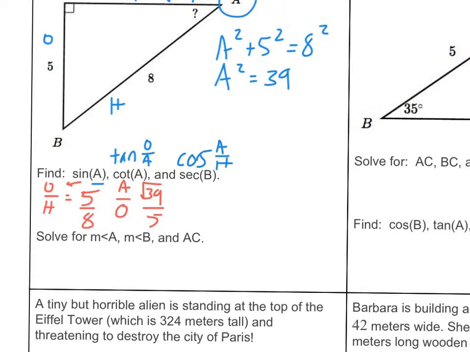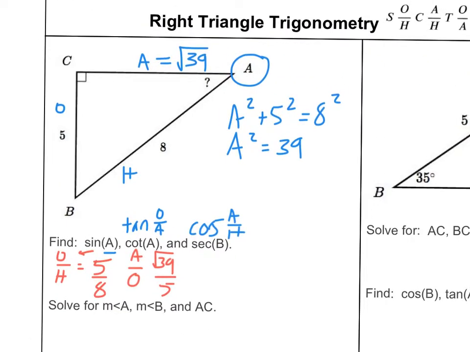All right, so I'm going to switch my stuff for B. I'm going to do B in yellow, I think. That means that this is now the opposite. This is the adjacent. This is still the hypotenuse. Secant of B would be hypotenuse over adjacent. So in this case, that's going to be 8 over 5.